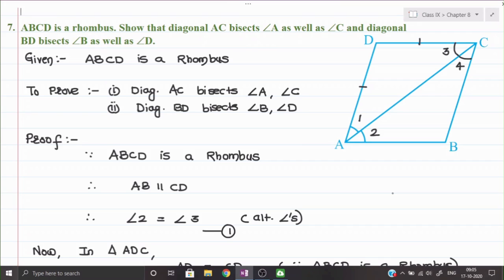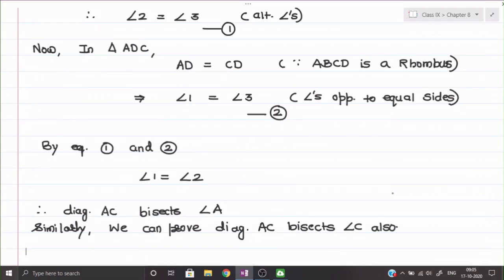Now we have to prove the second part: diagonal BD bisects angle B as well as angle D. As you can see in the figure, we have joined only diagonal AC, not BD. If I remove all the angles 1, 2, 3 and 4, and only join BD, following exactly the same pattern, I can prove that diagonal BD bisects angle B and angle D.